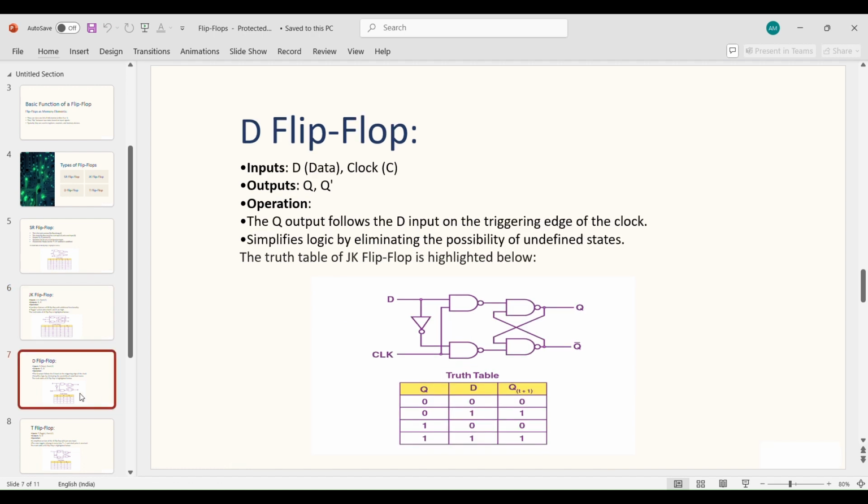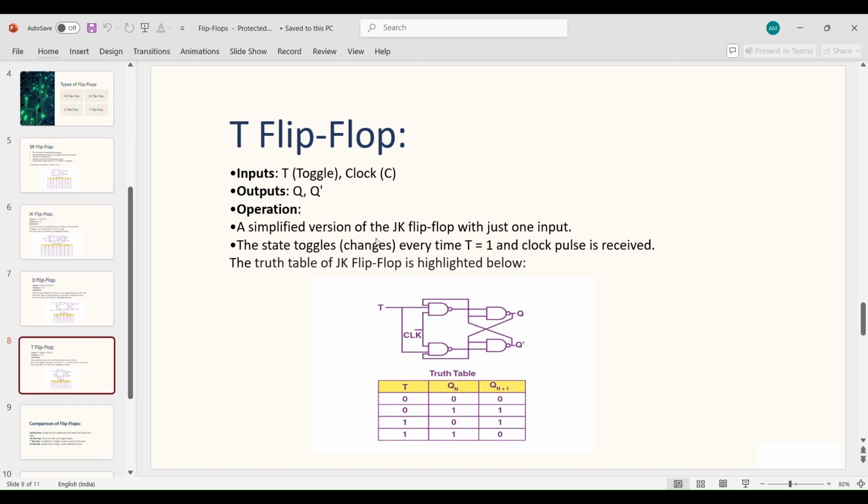And next we have D flip-flop. The inputs are data and clock. The outputs are Q and inverted Q. And the operation of D flip-flop is the Q output follows the D input on the triggering edge of the clock. And it simplifies logic by eliminating the possibility of undefined states. The truth table of D flip-flop is highlighted below. It is a diagram of D flip-flop and it is a truth table.